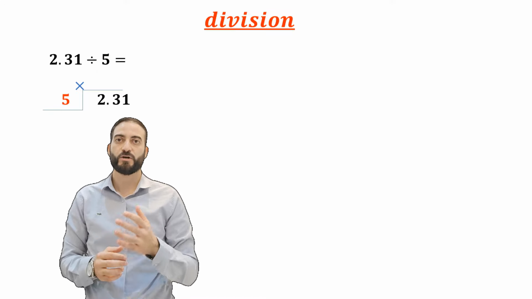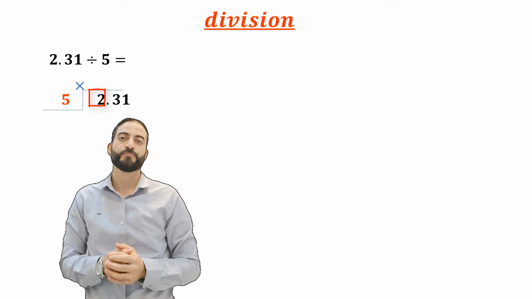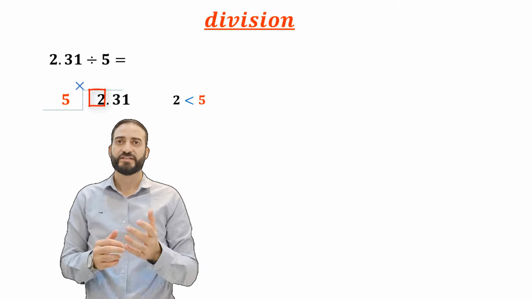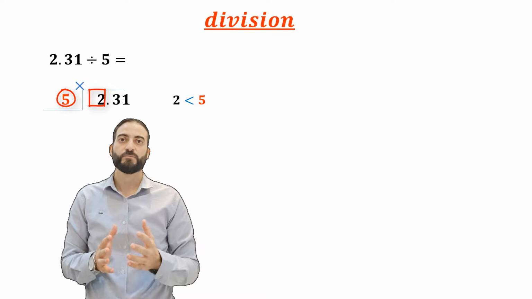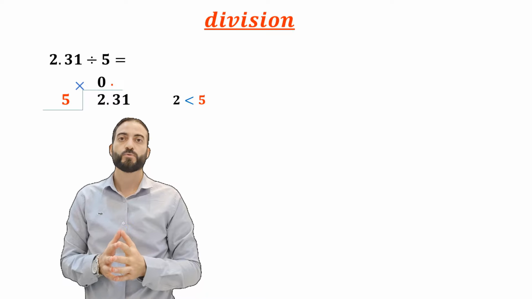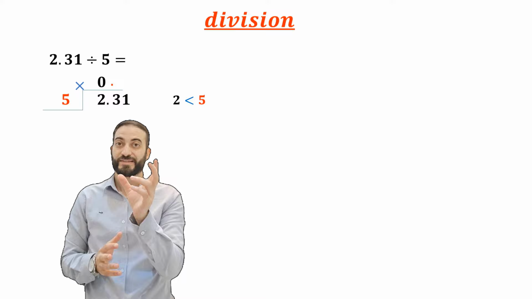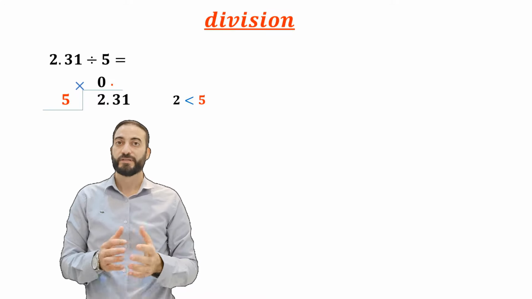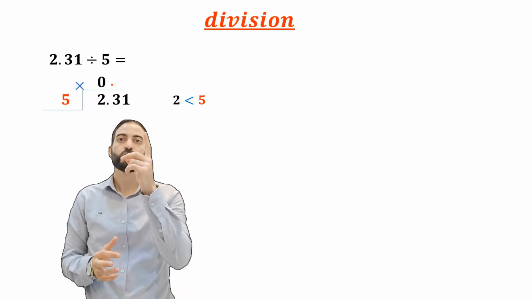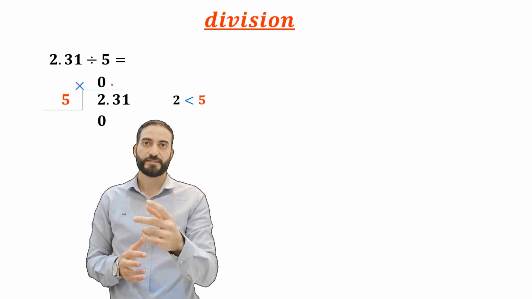Here we notice that the whole number part, meaning the number before the point on the left, is smaller than the divisor. For this reason, we must put 0 point in the quotient. And this rule, that is, if the whole number part is smaller than the divisor, we directly put 0 in the quotient. Now we multiply and put the answer here.